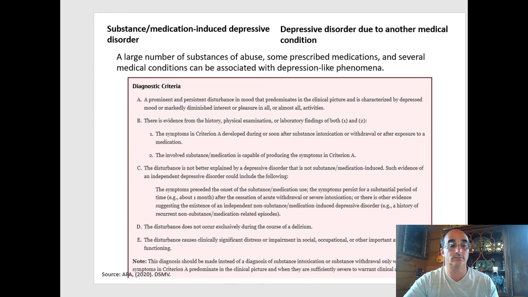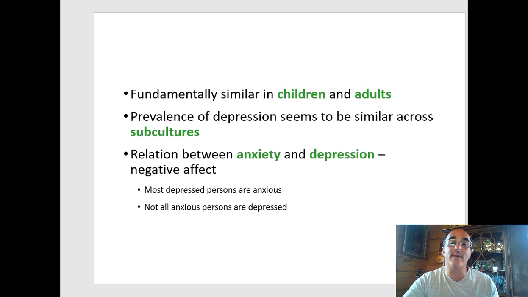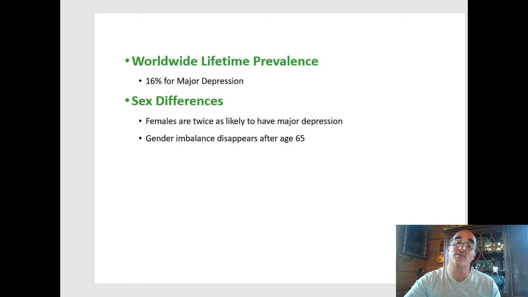So fundamentally, depression is similar in children and adults, and prevalence of depression seems to be similar across subcultures. The relationship between anxiety and depression and negative affect is very clear. Most depressed persons are anxious, but not all anxious persons are depressed. In terms of worldwide prevalence, 16% of the human population would meet the criteria for some kind of major depression. And in terms of sex differences, females are twice as likely to have a major depression, and the gender imbalance tends to disappear after the age of 65.